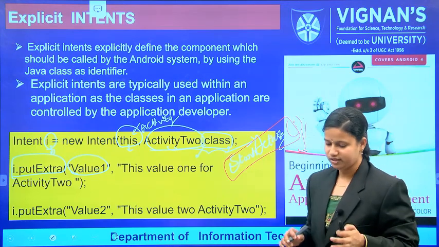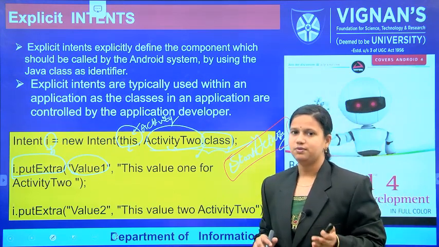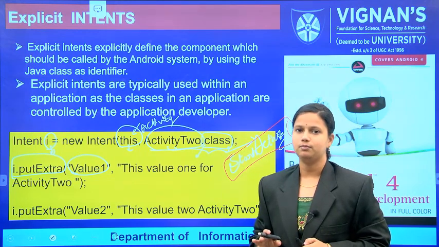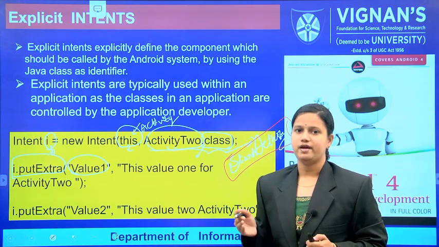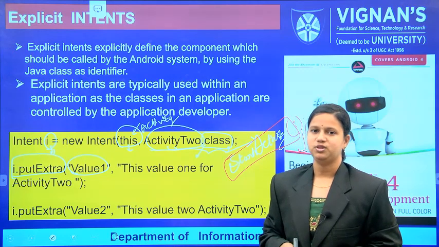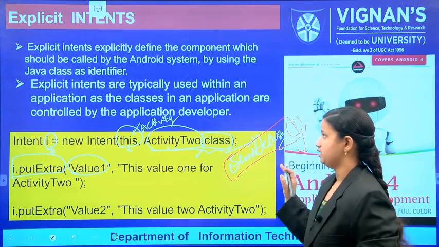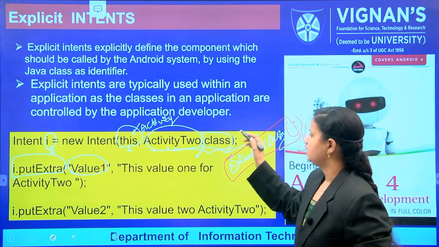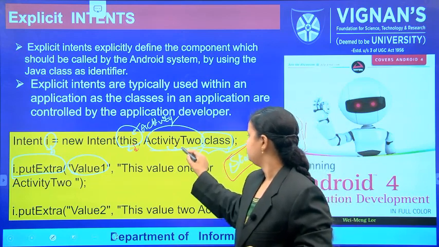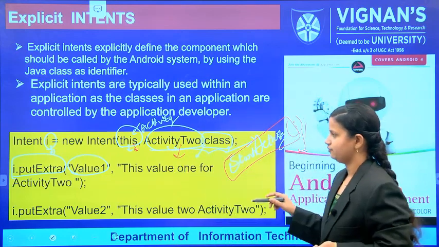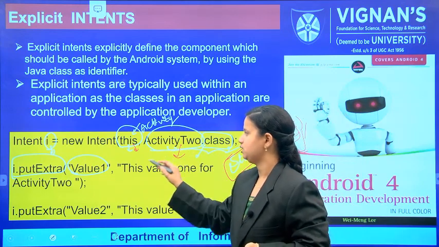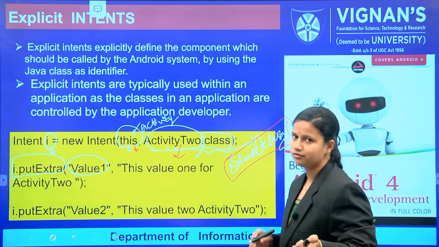So, explicit intents are only used for the purpose of navigating between activities, but the navigation of activities is only available within the application, and that also should be called by the Android system using a Java class identifier. That means we have to navigate the activities by specifying the second parameter as a Java class file of your activity.